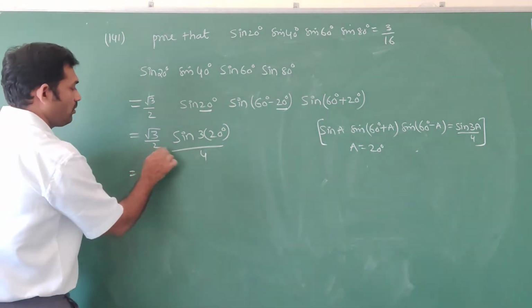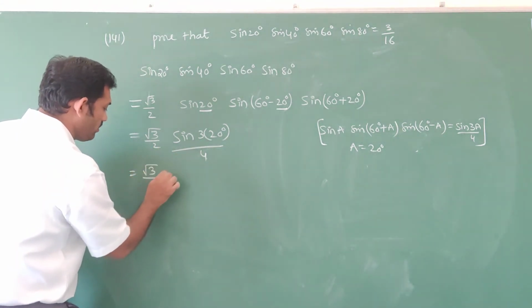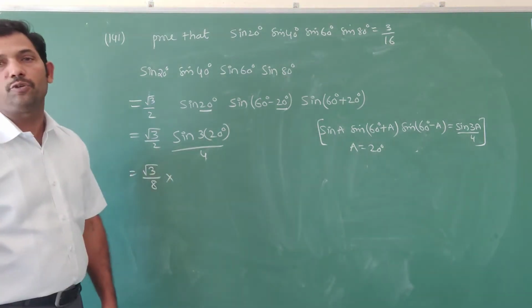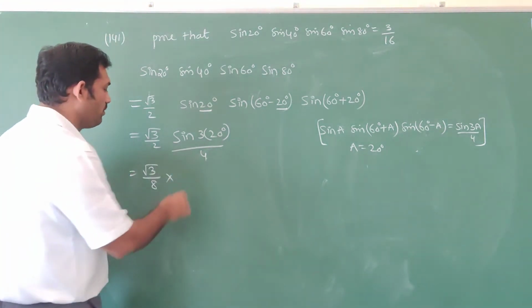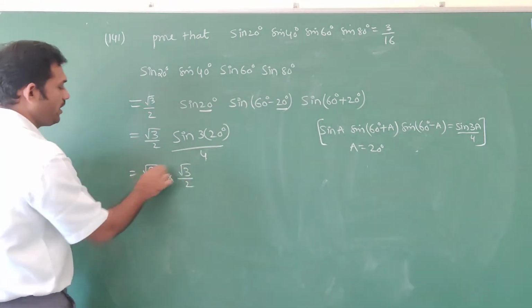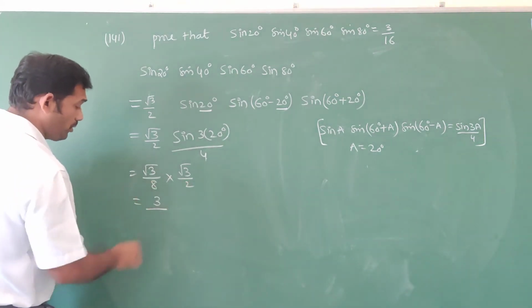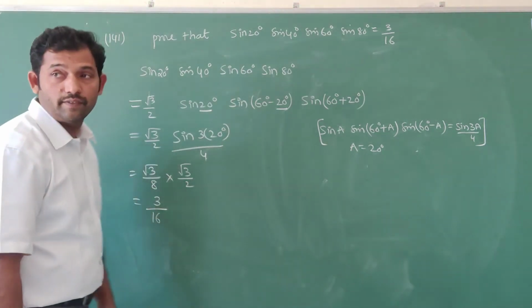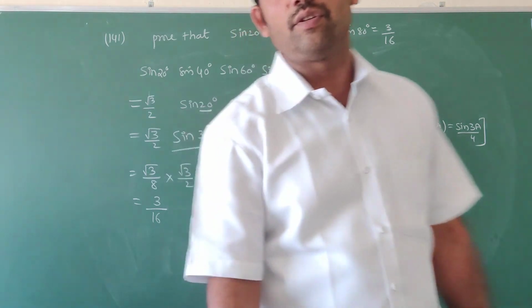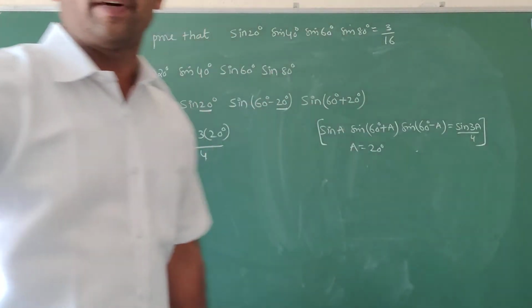Next, 2 into 4 is 8. So root 3 by 8 into sin(3 into 20) is sin 60. Sin 60 value is root 3 by 2. So root 3 times root 3 divided by 8 into 2 is 3 by 16. That is our solution. Note down fast.